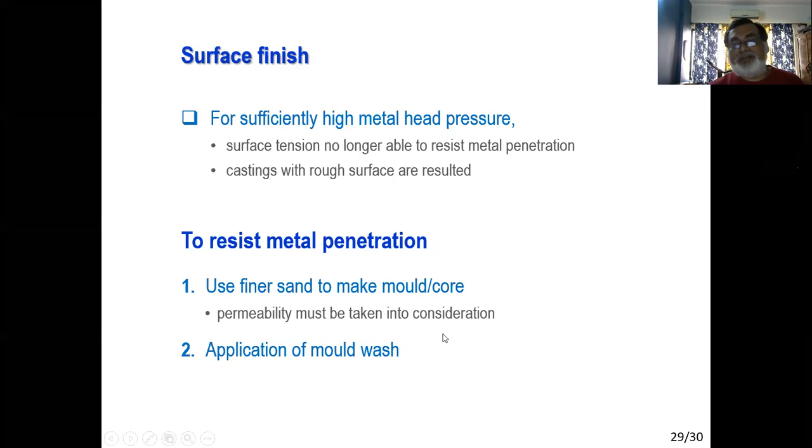So this is about the introduction to casting. Today's lecture includes the final part of designing the gating system, the introduction of the gating system.